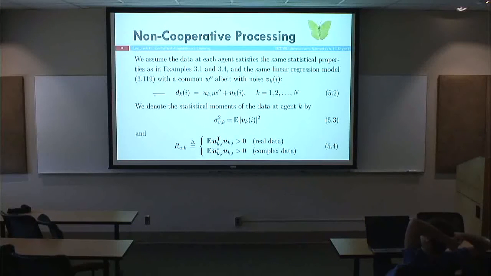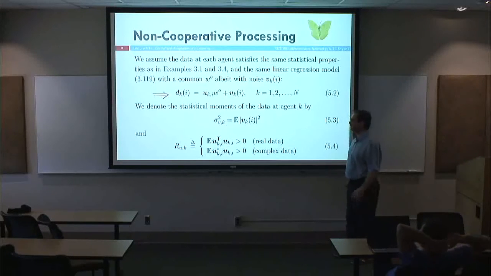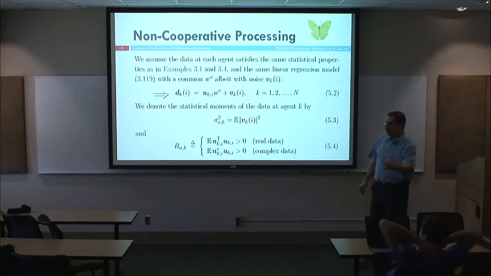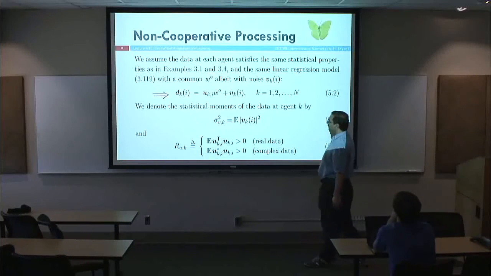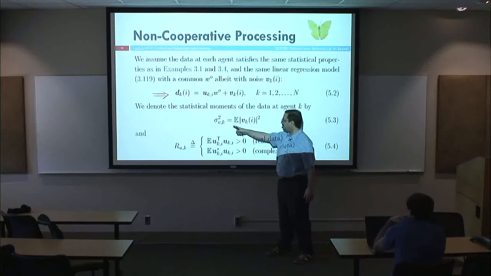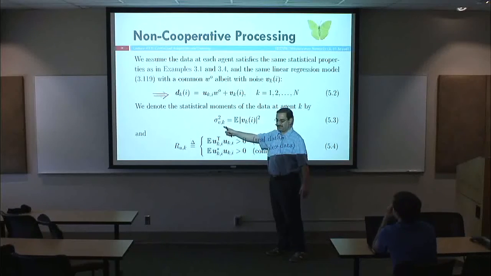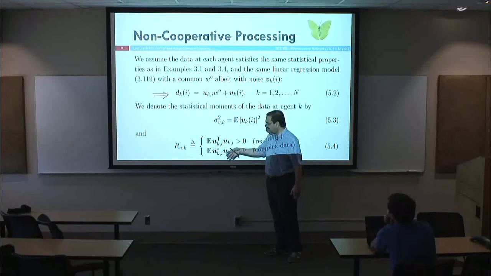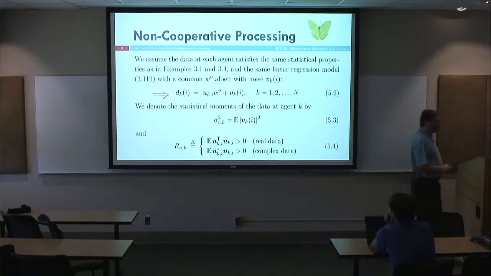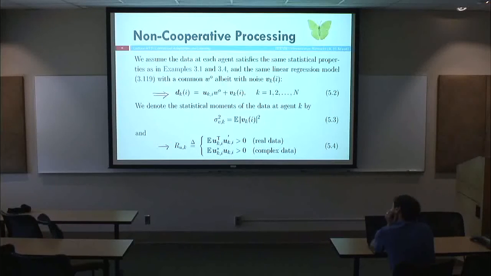And I'm assuming that the data at every agent satisfies a linear regression model like that with the same omega 0. So each one of them is trying to estimate omega 0 using its own data. So each one of them is going to run its own stochastic gradient algorithm on its data. The variance of the noise at node K, I called it before sigma squared V, now I'm attaching K to it. So all variables now have a subscript K just to indicate that these are quantities at location K, at agent K. And the covariance of the regression data, if you are dealing with real data, it's defined like this. If you are dealing with complex data, it's defined like this. This is just a reminder.